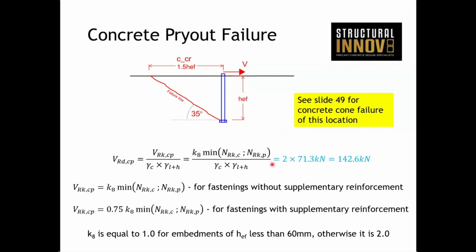When we're doing the lifting after this tilting check, we will be calculating the concrete cone for this exact location. So I've put a note in here to see slide 49 for how the concrete cone failure of this location was calculated, this 71.3 value. Again, nothing else changes from before. We calculate that, and generally pry-out doesn't govern, so 142.6 is our value there.